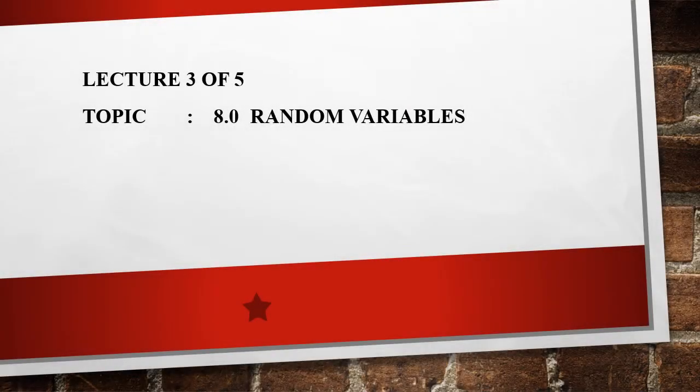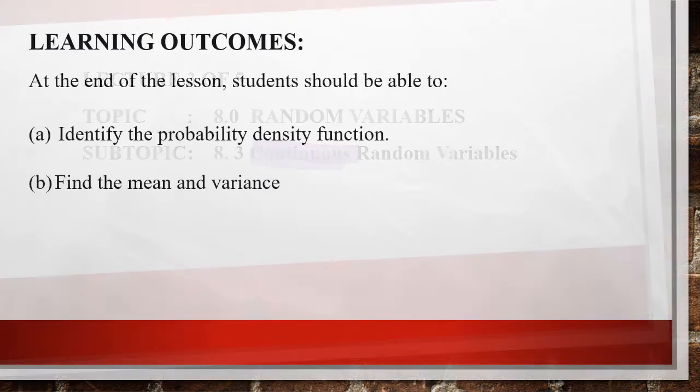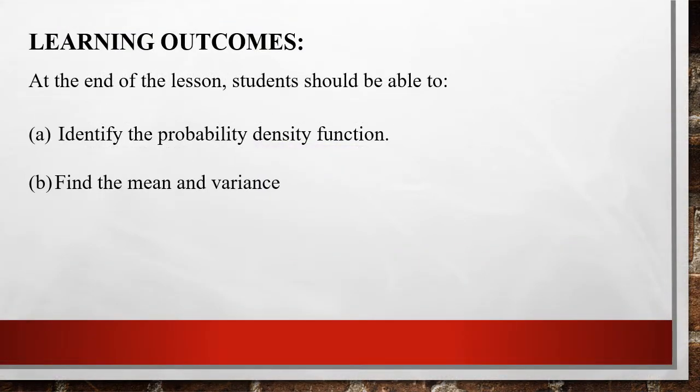So today we are going to continue with the next lecture for topic 8, which is 8.3 continuous random variable. So we finished with the discrete random variable last week. So for today we are going to continue with continuous. Okay, for this lesson, at the end of the lesson, students should be able to identify the probability density function.